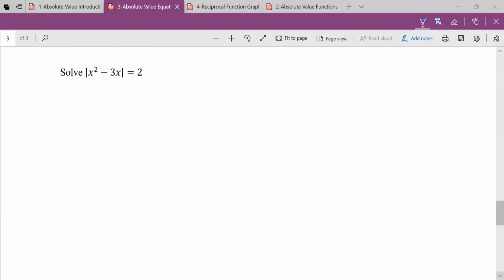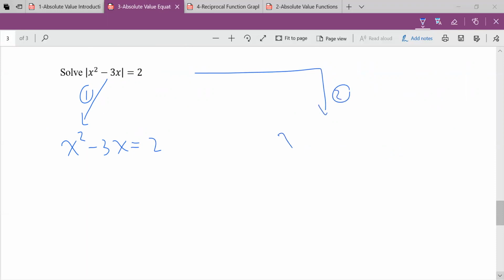So again, what we're going to do, I'm going to break it up into its two component parts, the piecewise function. Here's the positive part. Here's the negative part right here. So we make it negative, like that. And now we just solve. So on mini equation number one, I'm going to bring the 2 to the other side and I'm going to factor if I can.